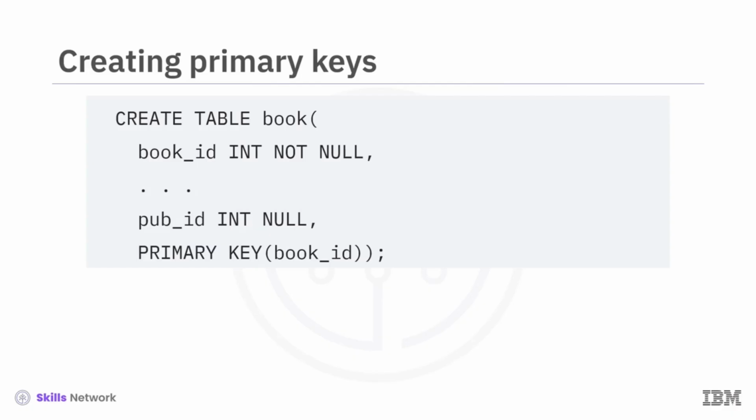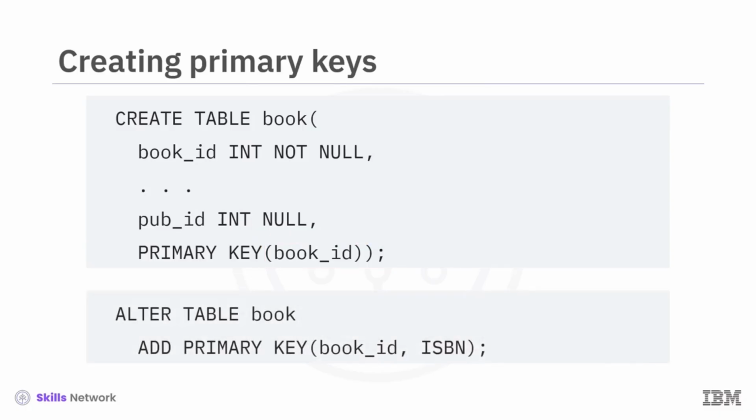You can create a primary key when you create the table by using the primary key clause in the create table statement. In the parentheses for the primary key clause, state the name of the column or columns that will be the primary key. Alternatively, you can create a primary key on an existing table by using the Add Primary Key clause of the Alter Table statement, and again, in the parentheses, state the name of the column or columns that will be the primary key.